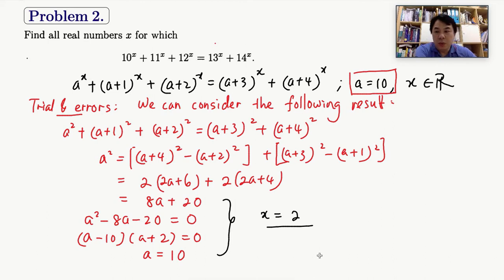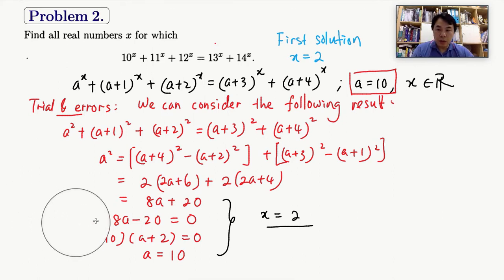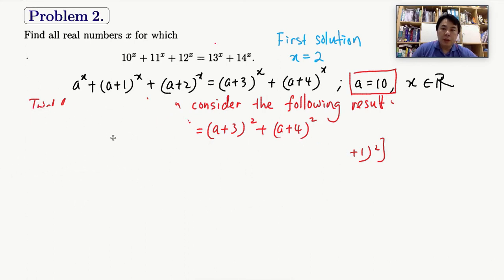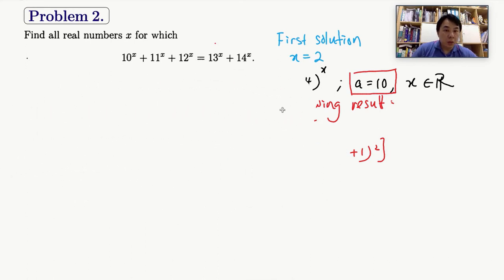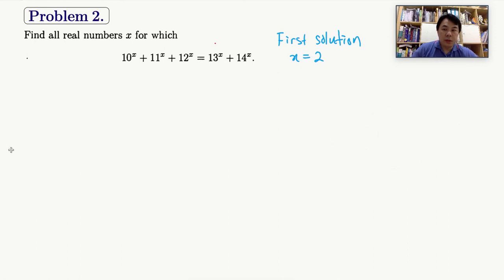Okay, so I hope that is useful. I'm going to write down our first solution. So the first solution, x is equal to 2, by using a bit of trial and error and a bit of analysis and exploration. Now next, let me clean this up. We're going to consider some other solutions if they exist.